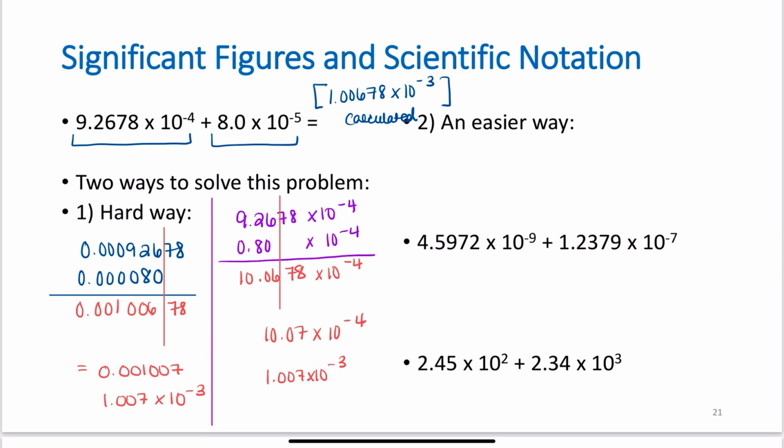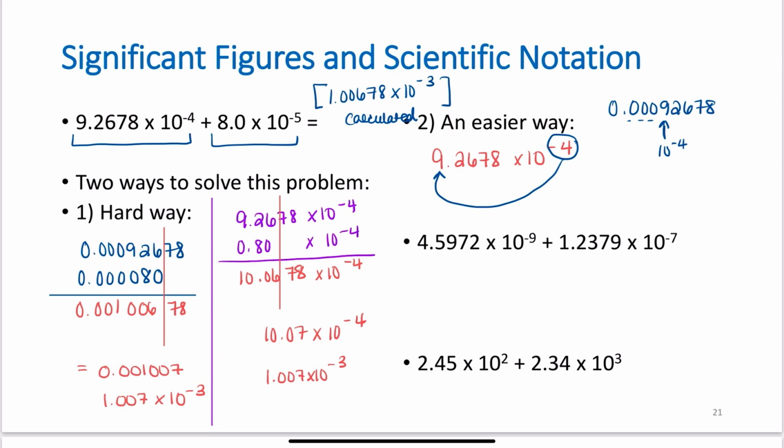The easier way is to look at the number itself and determine where your decimal places lie. So if I have 9.2678 times 10 to the minus 4, this minus 4 here is telling me the decimal position of the 9 here, right? If I took that out of scientific notation, 0.000092678, 1, 2, 3, 10 to the negative 4. It's telling me that 9 is at the 10 to the negative 4th position.